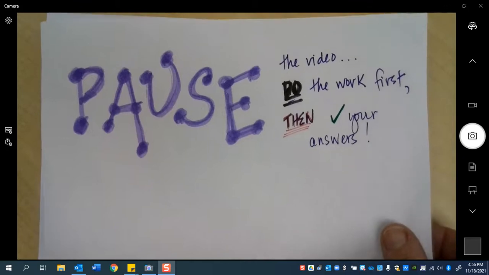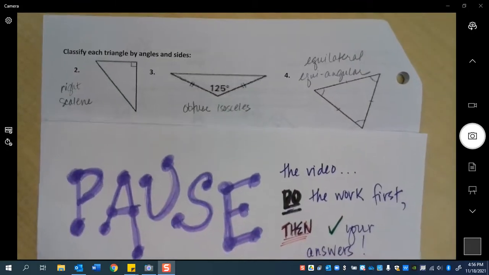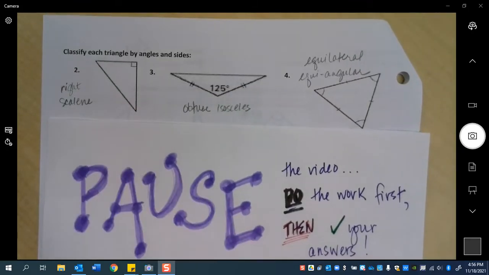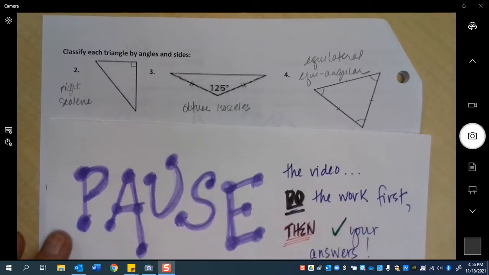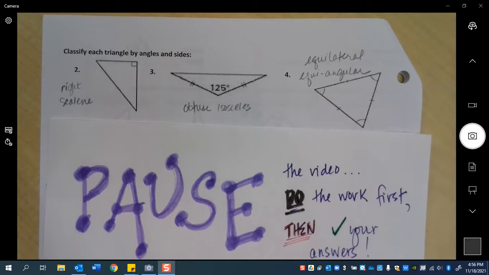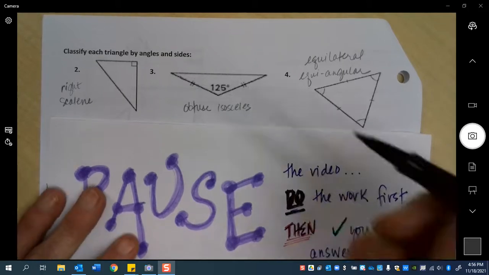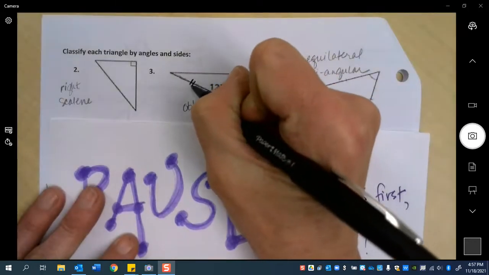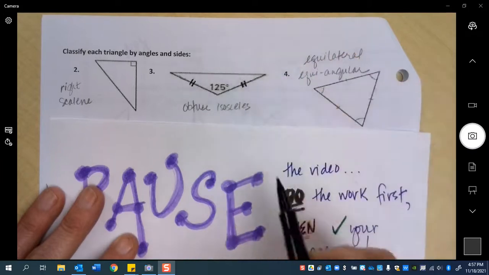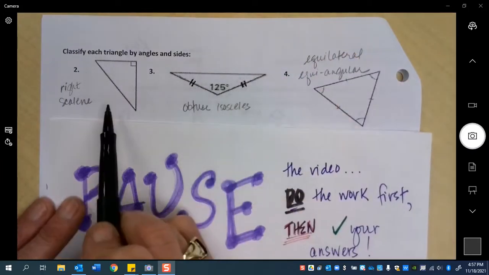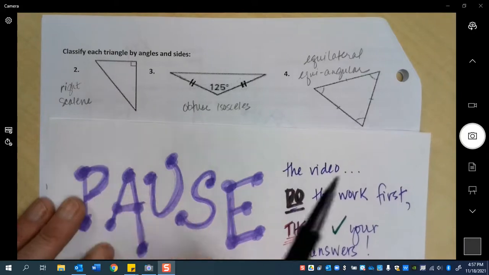All right, checking our work. We have a right scalene. Now we don't know anything about these measurements, so we have to assume they are all different. If you look at number 3, it talks about an obtuse isosceles triangle, and I know it's isosceles because of these markings. With no markings, we have to assume there are none.